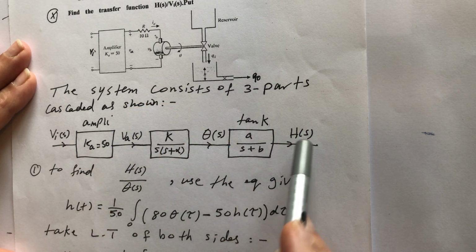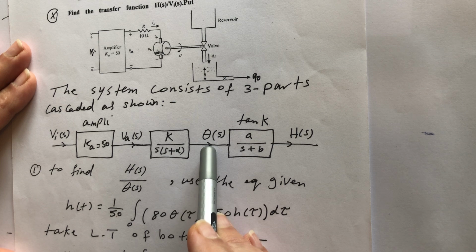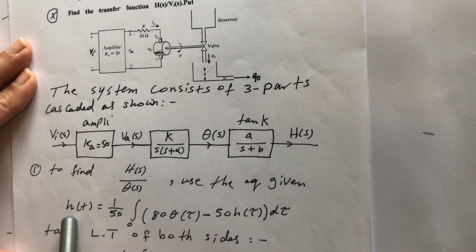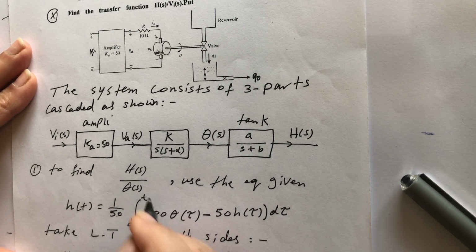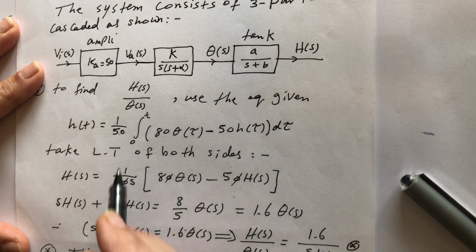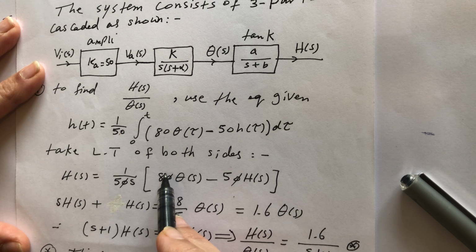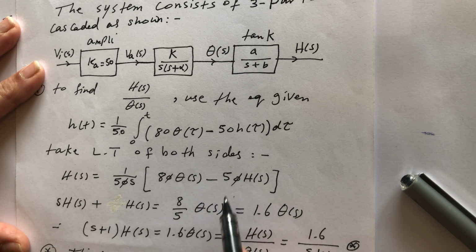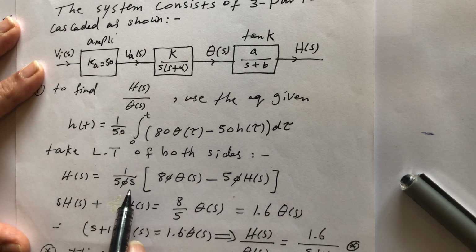Now let's work that way. Let's find H over theta of s. So I have h of t equals 1 over 50, the integral from 0 to t, of 80 theta of tau minus 50 h of tau, d tau. If I take the Laplace transform of both sides, that will make life easier for you. Okay, we'll take the Laplace, it will be 1 over 50s, times 80 theta of s minus 50 h of s. Take the 0 out of all of those. So I'll take this s to the other side, multiplying both sides by s.